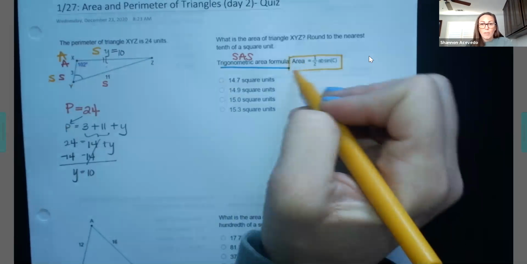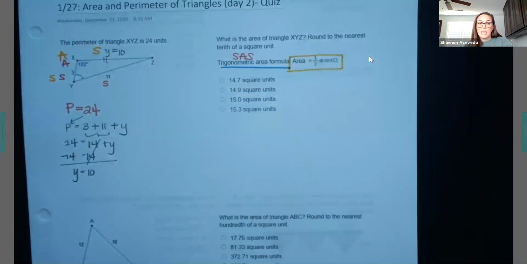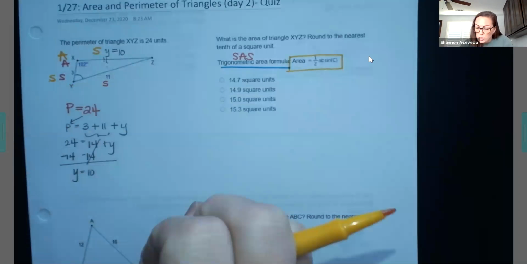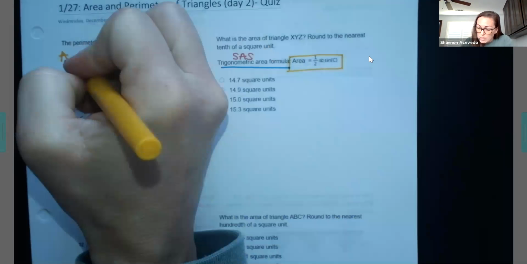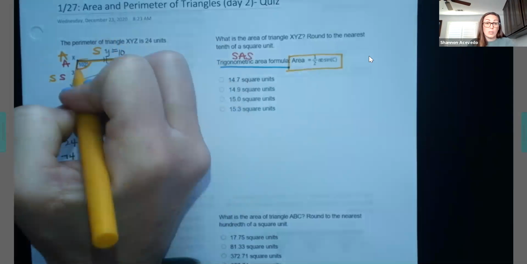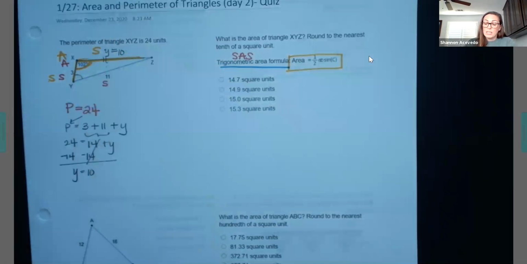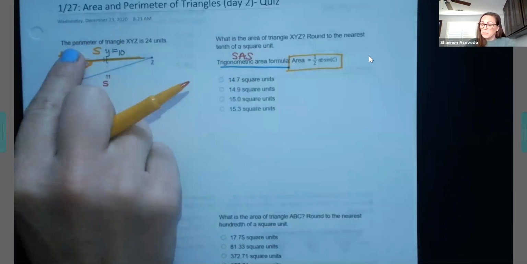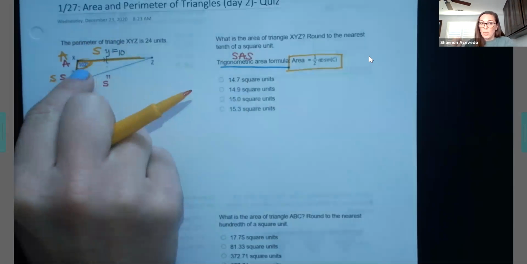I have the two sides I need to plug into my formula. So be careful. That's where you make the mistakes: you see, oh, I have two sides, I'm just going to plug them in. It has to be what we call the included side. I have my side, and the angle that makes up those two sides. So you need to be careful that you have the right pieces. Go ahead and plug them in.